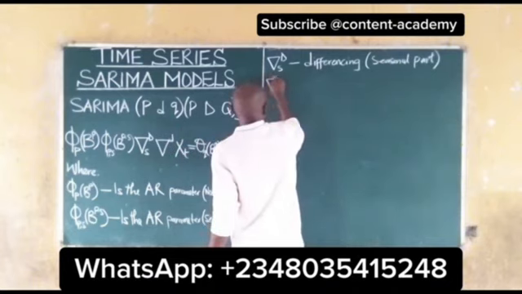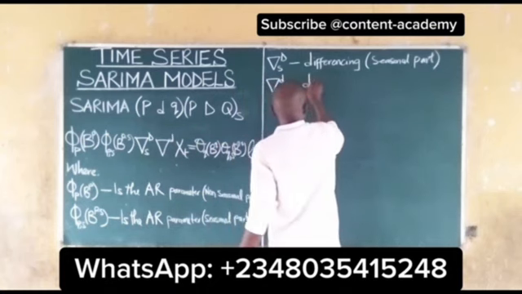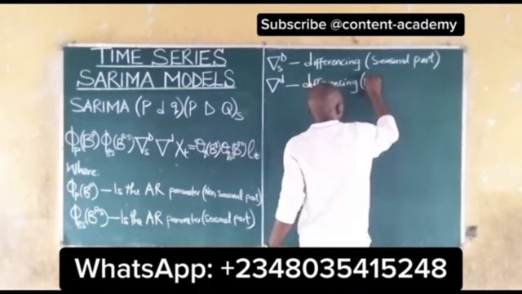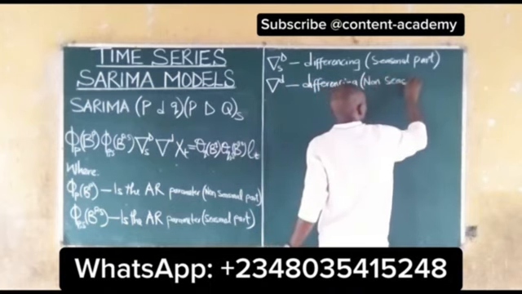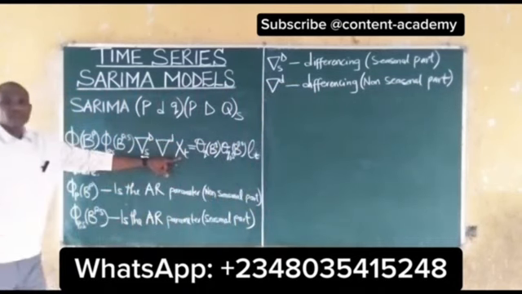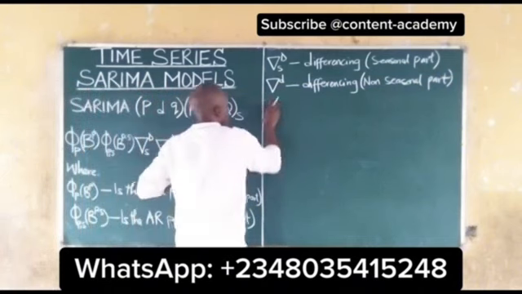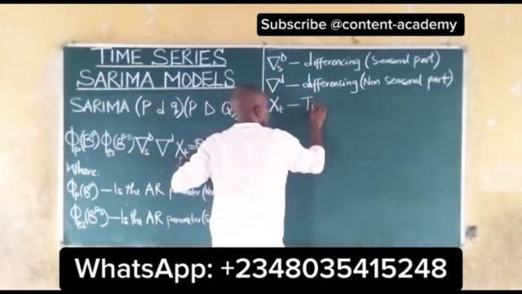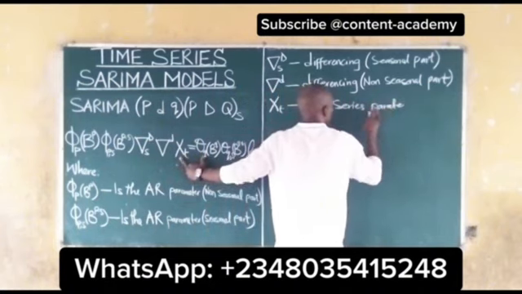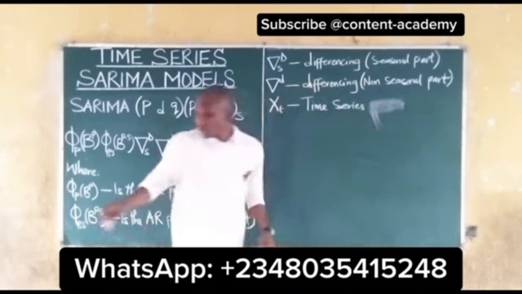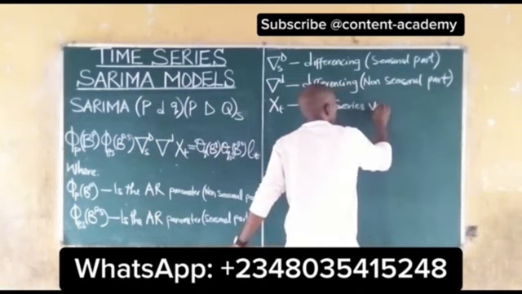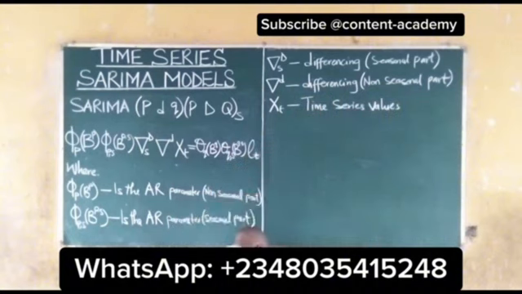So, we have this. We also define what they are to show you how it is being used. Differential, non-seasonal part. We have XT. This XT is the time series. We call it the time series values.